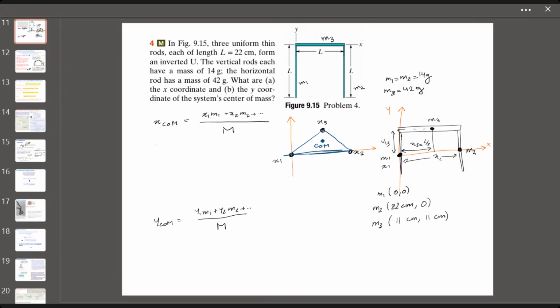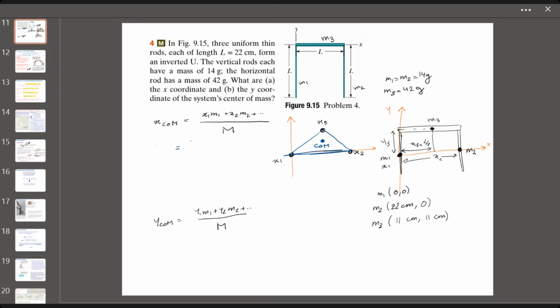Now I'm going to apply the formula to find where the center of mass is. I found the locations of the centers of mass for each rod, and then I'll apply these locations and the masses to the formula here to find the position of the center of mass of the whole arrangement of rods.